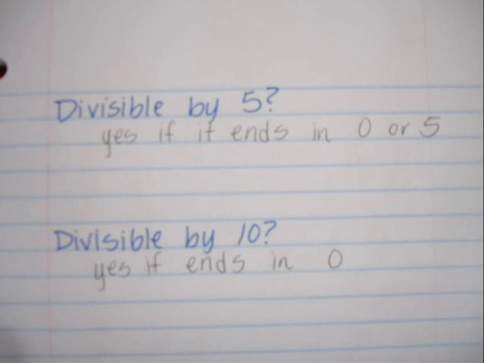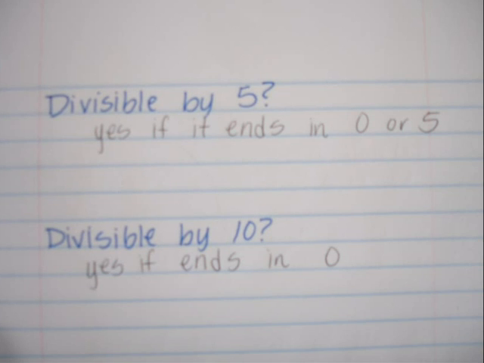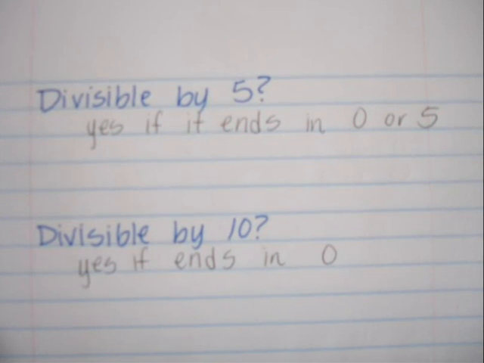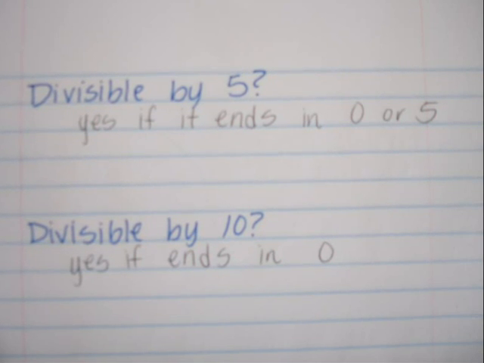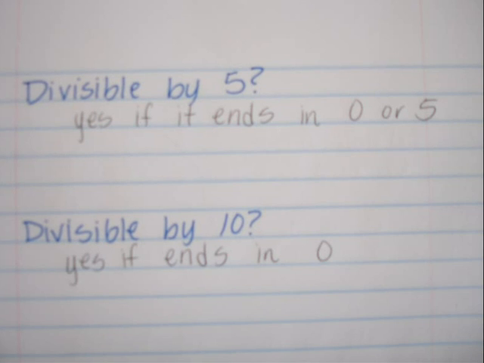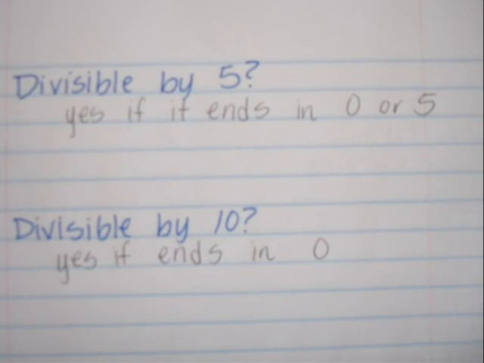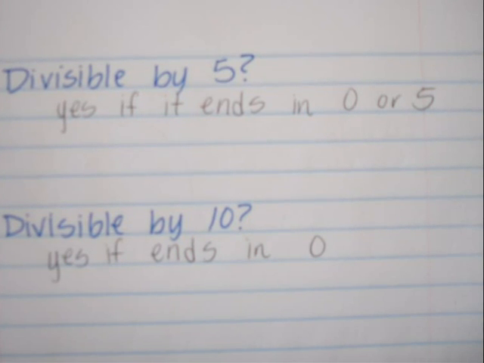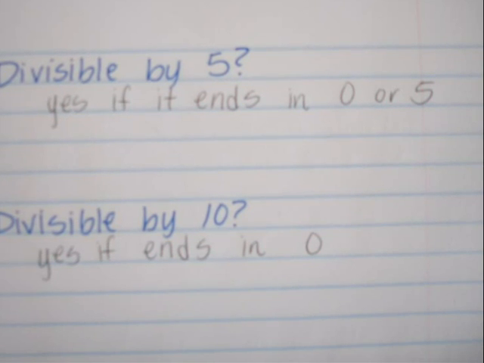The divisibility tests for 5 and 10 have been done in previous grade levels. A number is divisible by 5 if it ends in a 0 or a 5. For instance, the number 70 is divisible by 5 because it ends in a 0. The number 85 is divisible by 5 because it ends in a 5. The number 32, however, is not divisible by 5 because it ends in a 2, which is not a 0 or a 5.